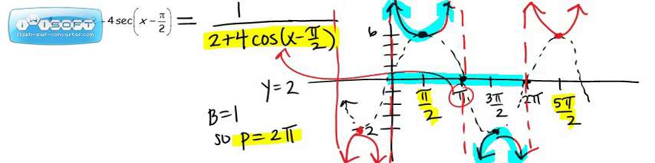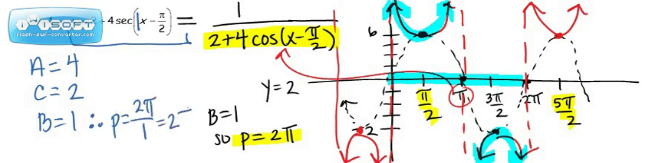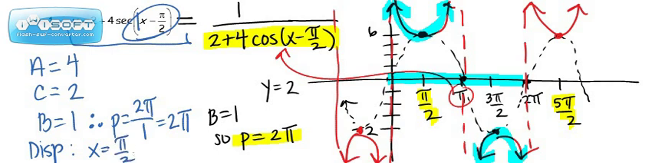Okay? And if we wanted to identify the translations of this function right here, my amplitude would equal 4, vertical shift would equal 2, okay? My b value is 1, remember the coefficient of x. So therefore, my period is equal to 2 pi over 1, which is 2 pi. And then my displacement is when I set x minus pi over 2 equal to 0. So again, x equals pi over 2.